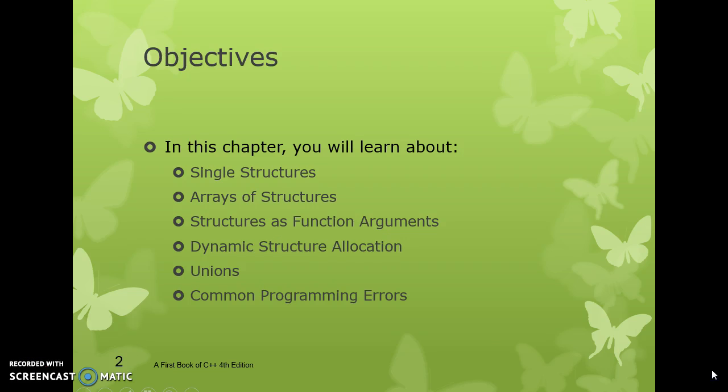Today we're going to learn about data structure. In this chapter, you're going to learn about single structures, array of structures, structures as function arguments, dynamic structure allocation, unions, and some common programming errors. This lecture will be divided into a few parts. We're going to start with part 1.